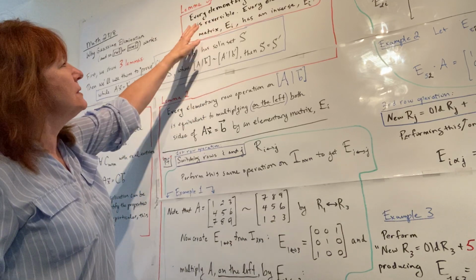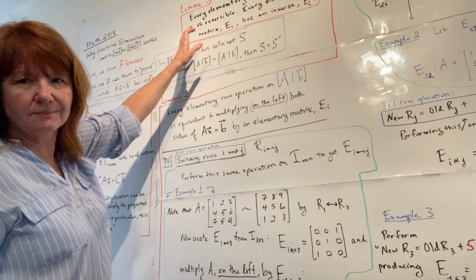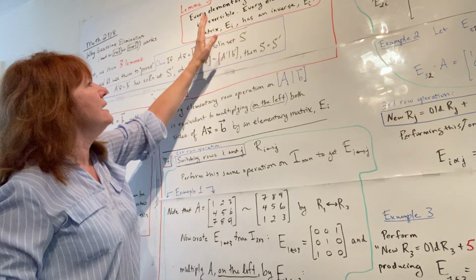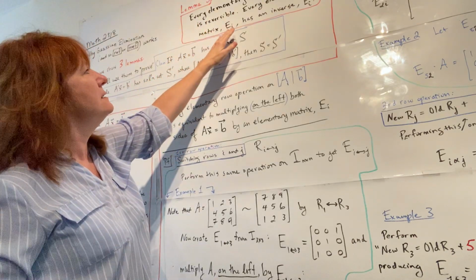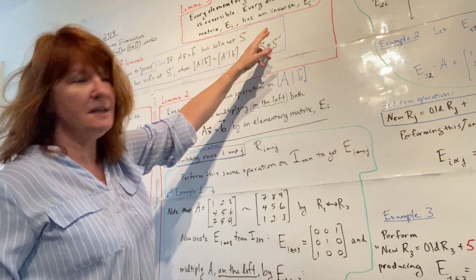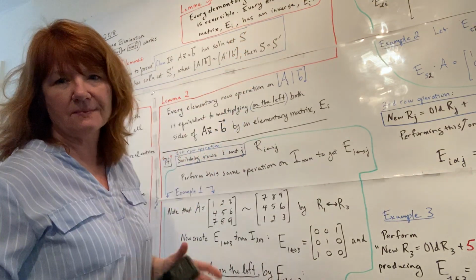Every elementary row operation is reversible, can be undone by another elementary row operation, and every elementary matrix therefore has an elementary matrix inverse, E_i inverse. Next video.